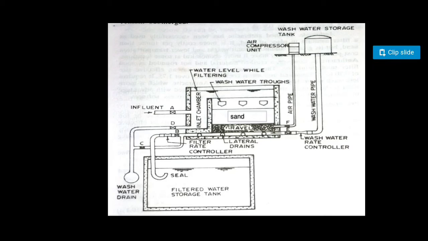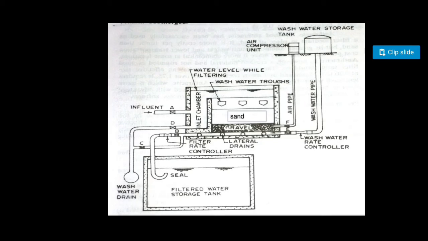Obviously, when we use the system it will get clogged, and when the head loss reaches a certain limit, we have to wash the system. In the slow sand filter, we were just scraping off the top layer which had the impurities clogging the pore sizes. But in this system, we are using an air compressor unit and wash water storage for cleaning. So there are two types of processes in this rapid sand filter. The first is the main process, the working of the system, and the second is the secondary process, which is the cleaning of the system.